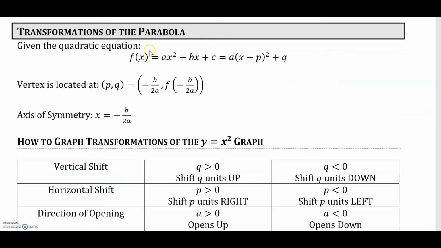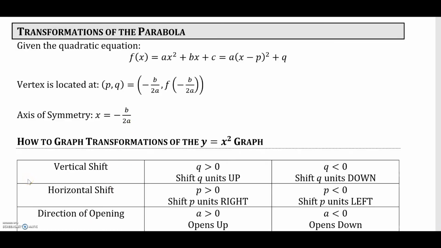Given the quadratic equation either in general form, where we have ax squared plus bx plus c, or in vertex form, a multiplied by (x minus p) squared plus q, we have a vertex that's located at (p, q). We can find those p and q values from our general equation as p equals -b over 2a, and then by substituting that x value into the equation, as shown with function notation here. The axis of symmetry, which is the line that divides our parabola in half, is given by x equals -b over 2a.